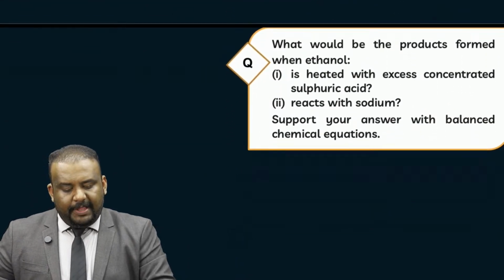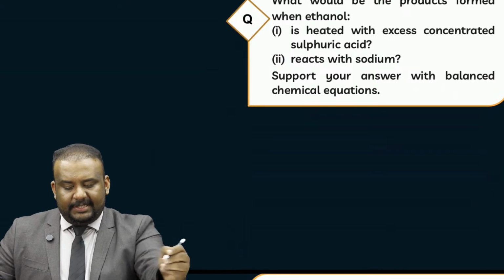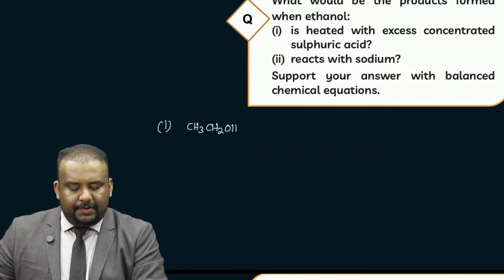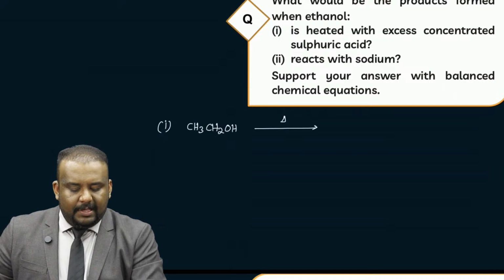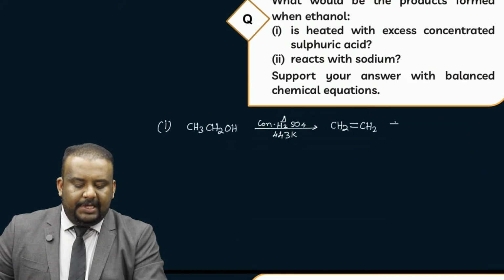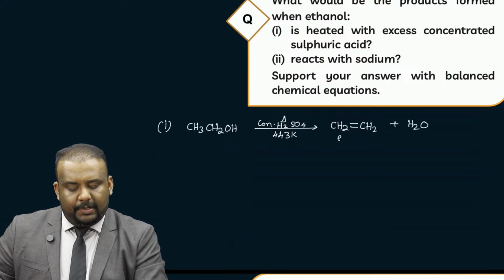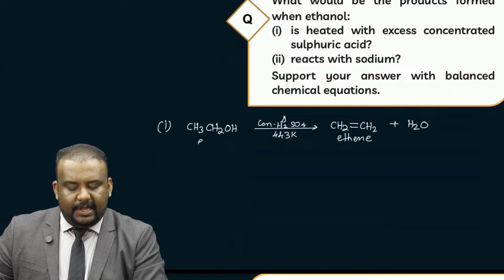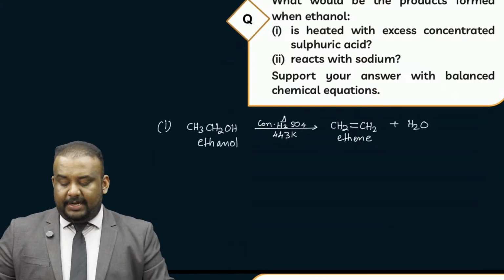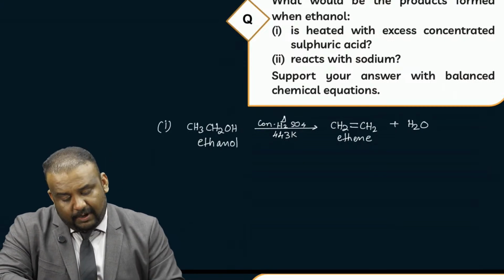Okay. What would be the products formed when ethanol is heated with excess concentrated sulfuric acid? Very important reaction. I am writing the reaction. Please remember this. Ethanol is CH3CH2OH. If you heat it with concentrated H2SO4 at a temperature of 443 Kelvin, it will undergo dehydration to form CH2=CH2 plus H2O. CH2=CH2 is called ethene. So, when ethanol is heated, it will form ethene plus water.